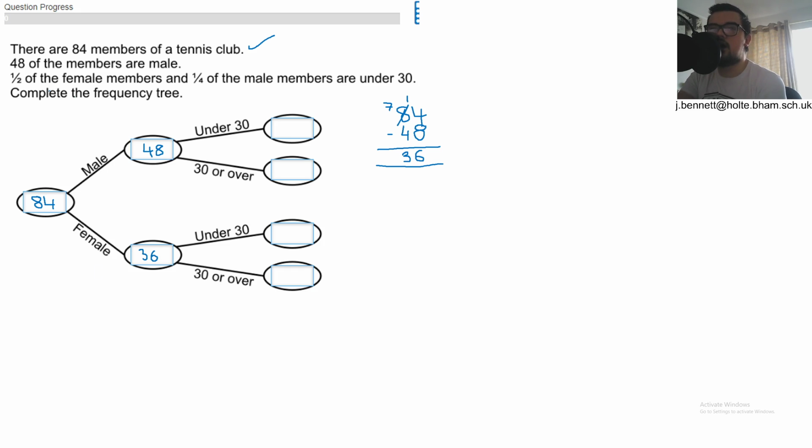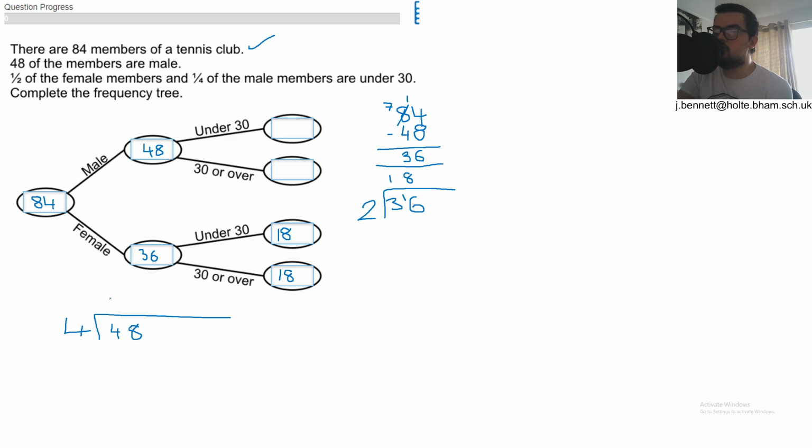And now let's get on the next one. Half of the female members and a quarter of the male members are under 30. So what's half of 36? So 2 into 36. How many 2's go into 3? 1 remainder 1. How many 2's go into 16? 8. So the female members under 30, we've got 18. And we can also just put 18 here, because if half is under, half is going to be over. Quarter of the male members, what's a quarter of 48?